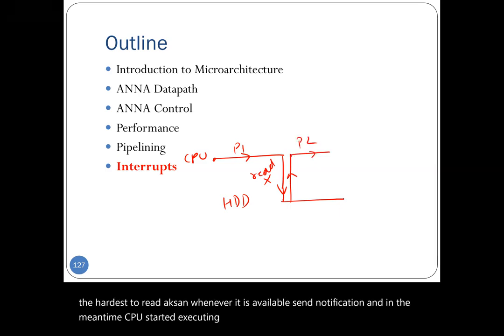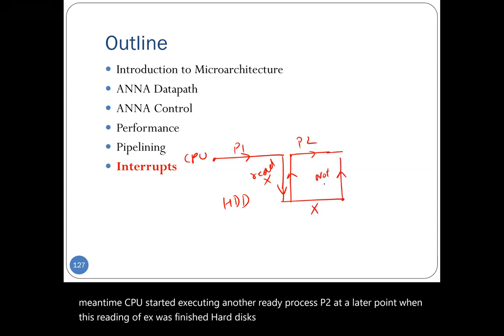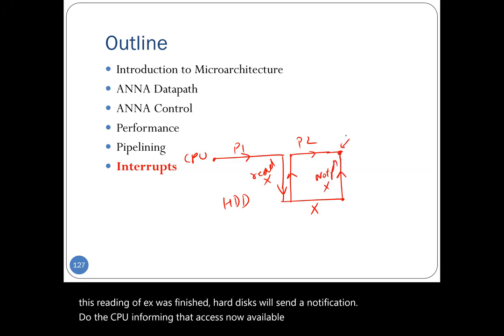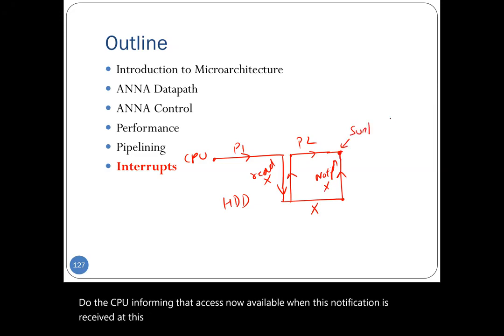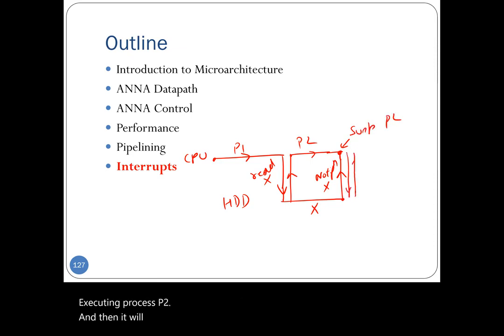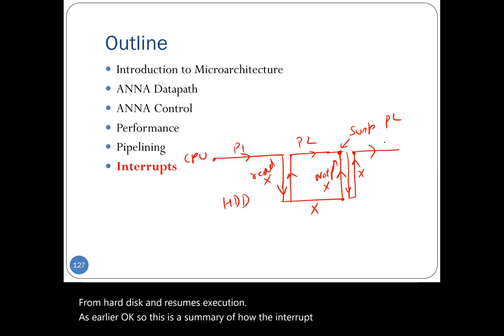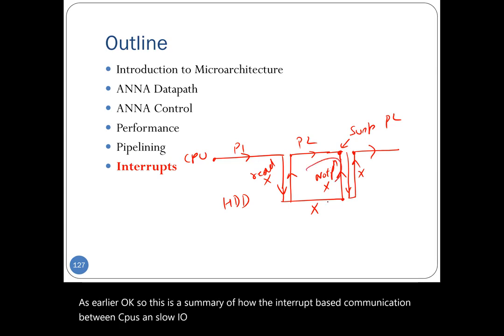At a later point, when the reading of X was finished, the hard disk will send a notification to the CPU informing it that X is now available. When this notification is received, the CPU will suspend executing process P2, grab this item X from the hard disk, and resume execution as earlier. So this is a summary of how interrupt-based communication between CPUs and slow IO devices works. This notification sent by the hard disk to the CPU is actually an interrupt.